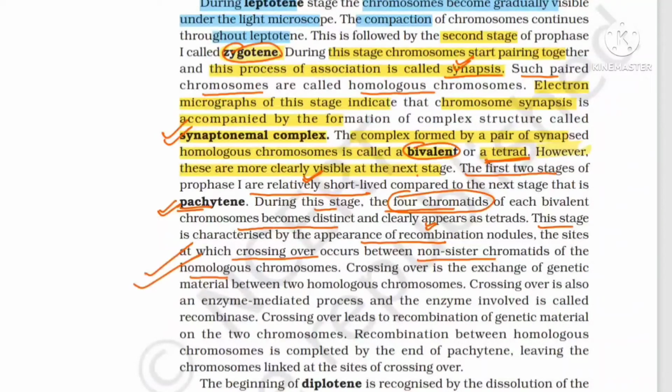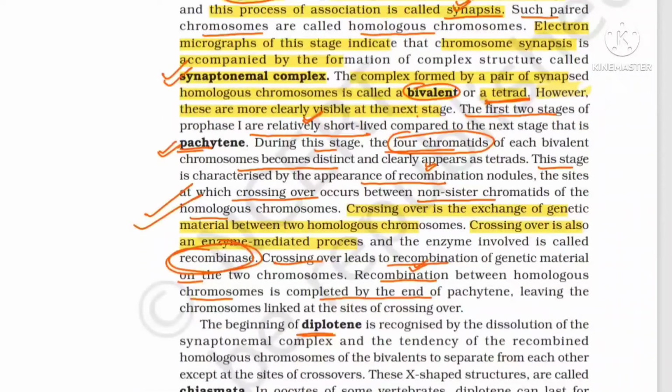What is crossing over? Crossing over is nothing but an exchange of the genetic material occurring between them. Crossing over is also an enzyme-mediated process. I told you they want a set of enzymes, restriction enzyme, and after the exchange, they want to seal it with ligase. So all these enzymes together in the set are known as recombinase. Crossing over leads to the recombination of genetic material, recombination between homologous chromosomes, so new combinations are coming. It is completed by the end of pachytene.